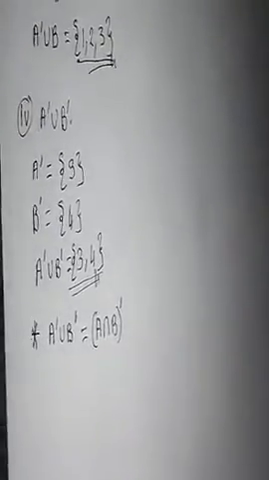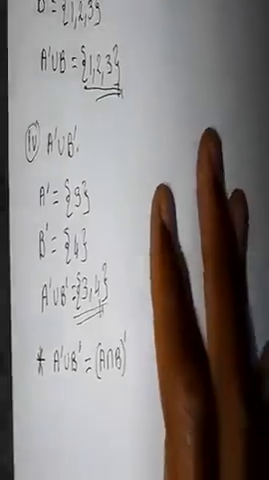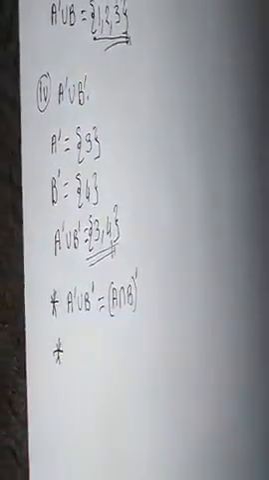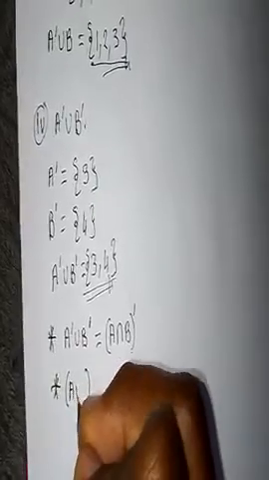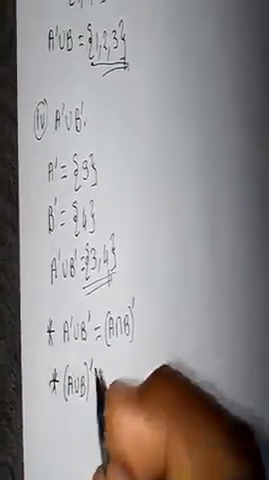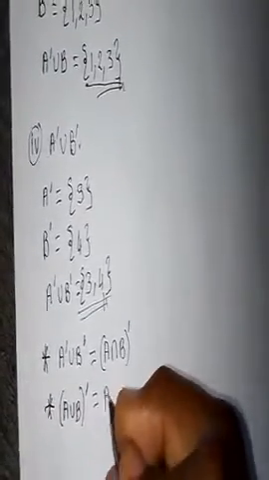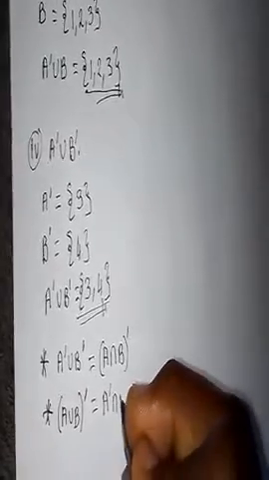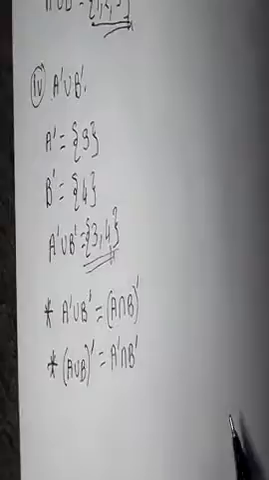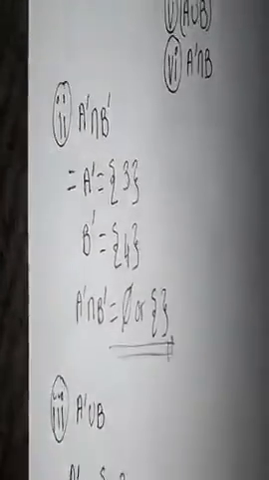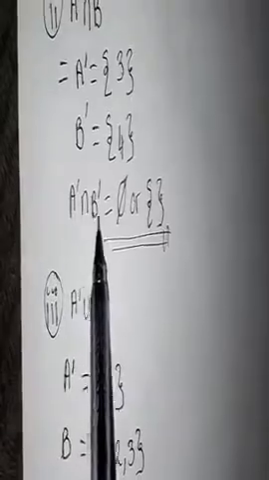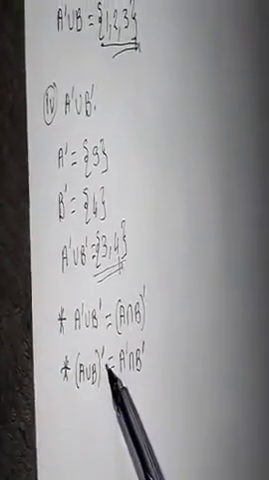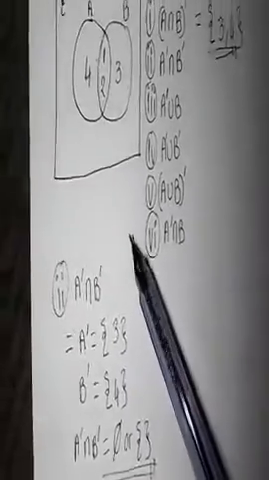So let's go to the next. Oh yeah, let me also tell you another one. You need also to note this one. A union B complement is equal to A complement intersection B complement. So this one here, A complement intersection B complement, they are the same as A union B complement.